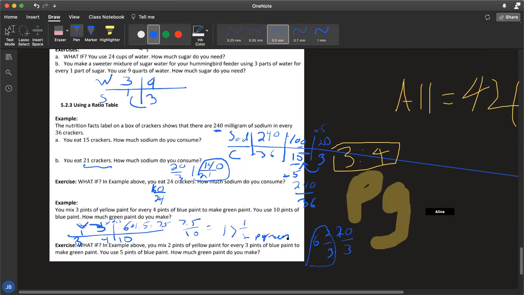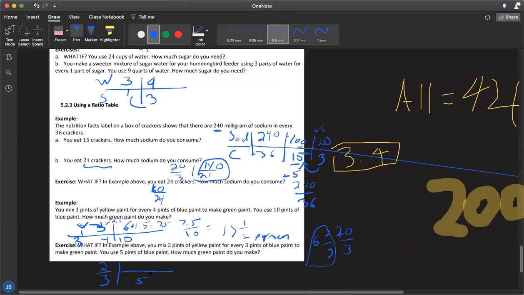Does that make sense for everybody? Does that look good? Any questions on that one? All right. So now it says, what if in the example above you mix 2 pints of yellow to every 3 blue, and you use 5 pints of blue? Now how much? So 3 to 5. Now it's a little harder, right?